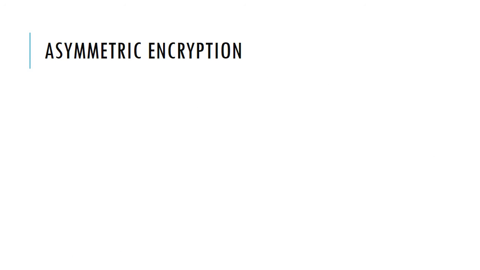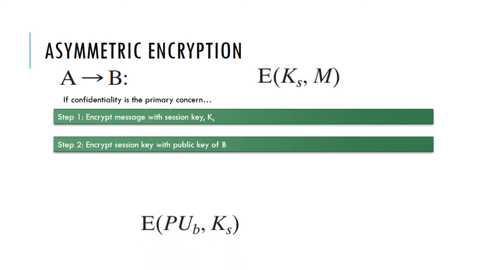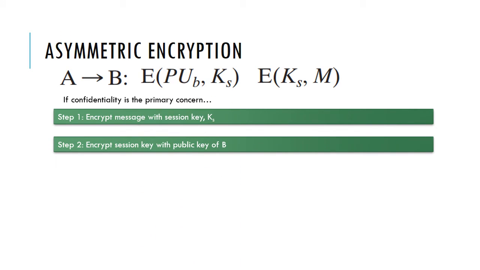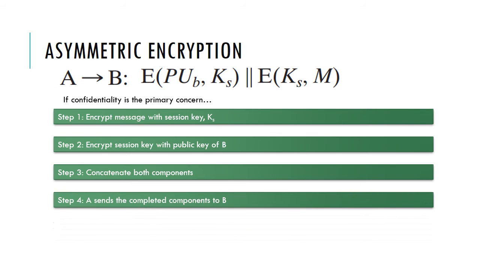If Alice thinks that confidentiality is the primary concern, she can use asymmetric encryption. In asymmetric encryption, Alice will first encrypt the message with the session key, then encrypt the session key with Bob's public key. Once encryption is done, Alice will concatenate both components together. Then, the encrypted message will be sent to Bob to be decrypted.